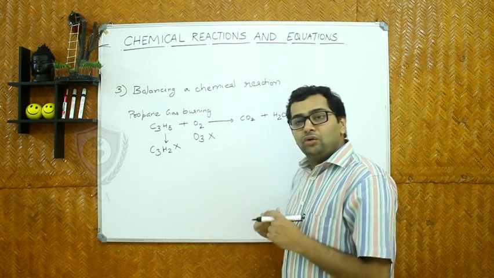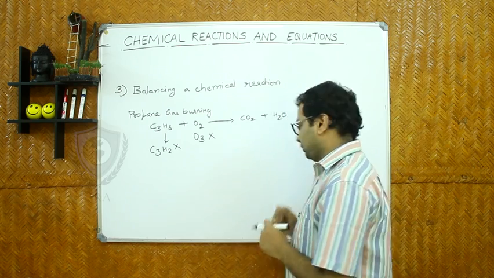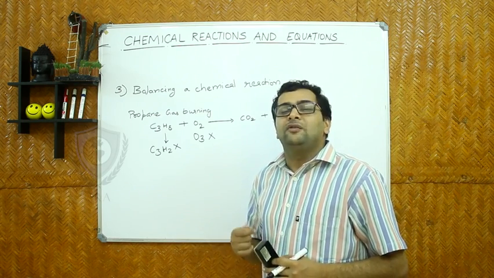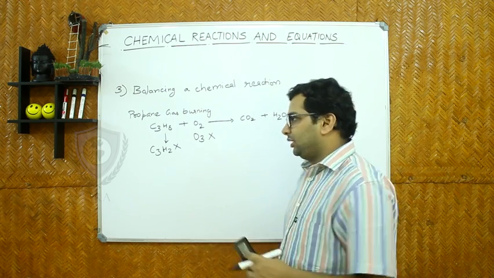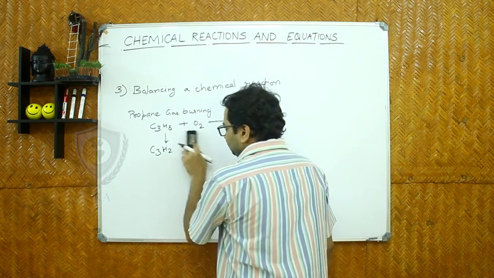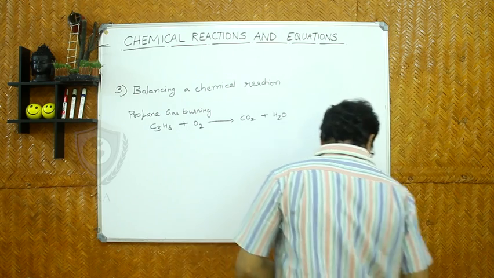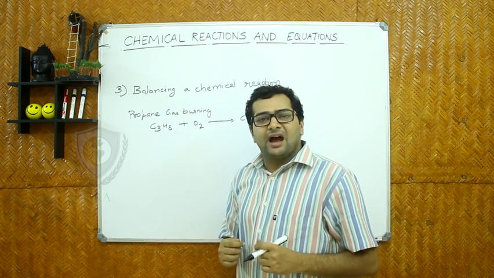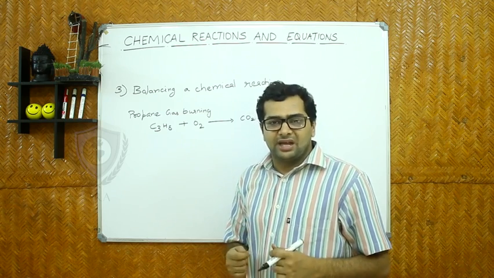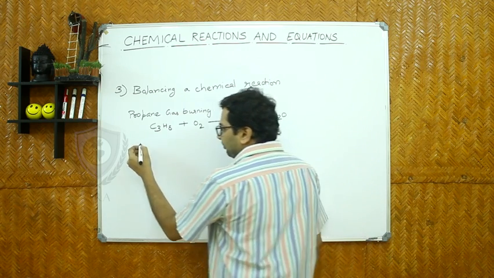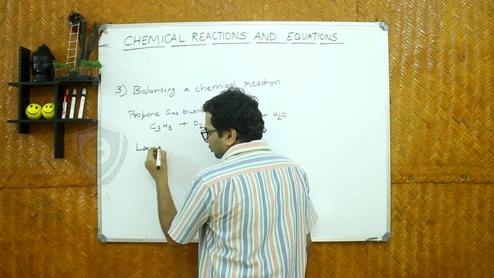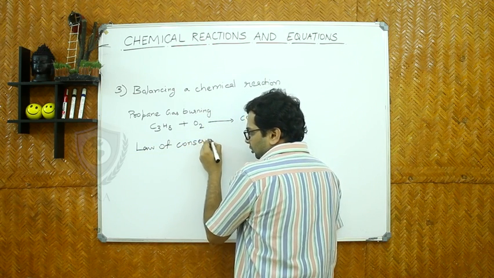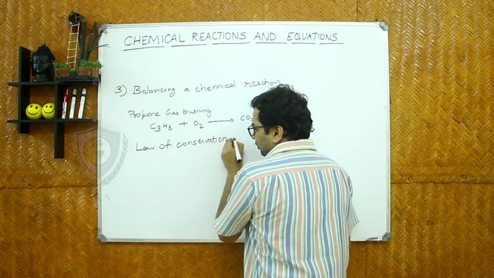So let's look at how do you balance a chemical reaction, and also understand why balancing of a chemical reaction is important. So why do we have to balance a chemical reaction? That is on the basis of the law of conservation of mass.